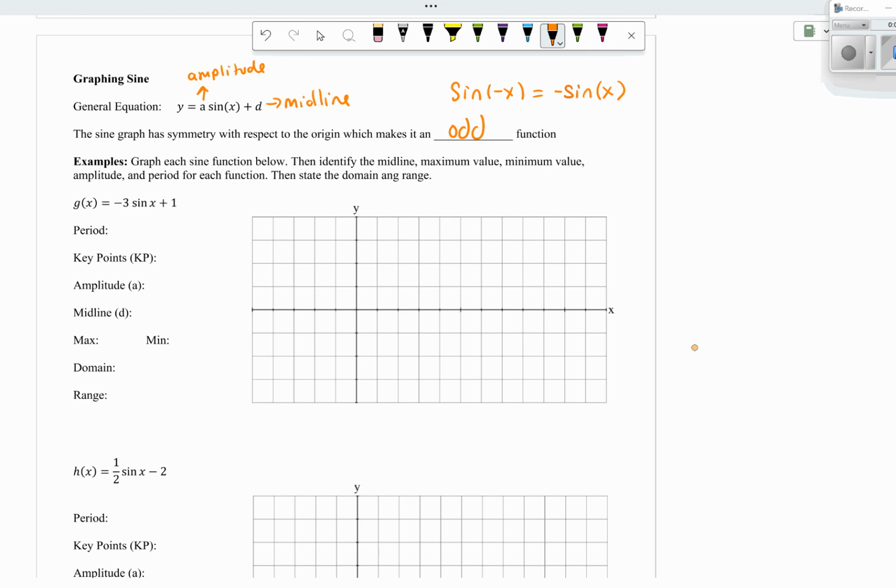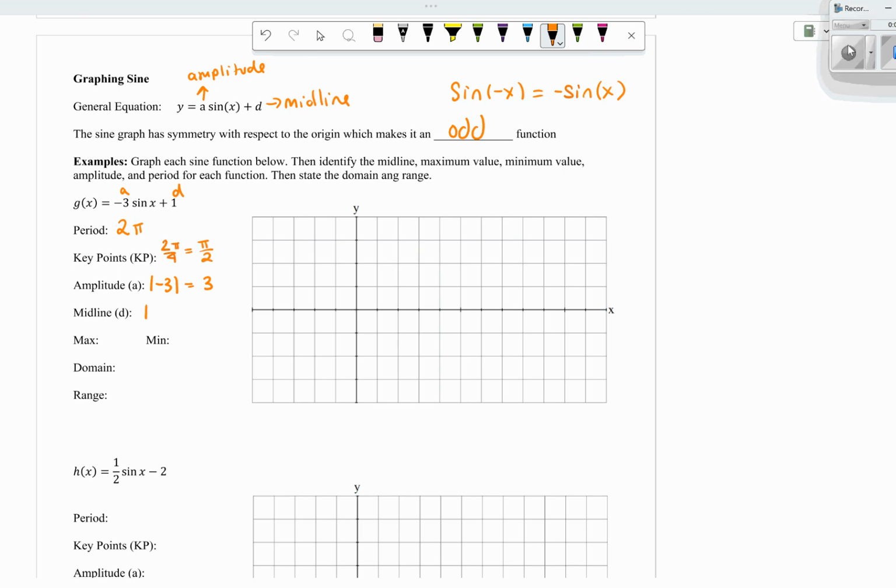We're going to graph each function, identify the key points, and state the domain, range, and all the information that we have here. Here we can see that our amplitude is always a distance, so we take the absolute value of our A, which is -3. So the amplitude is equal to 3. Then we have our midline, because that's our D value, which is right here. So the midline is equal to 1. The period we're not changing for these, so the period is 2 pi. Our key points are then the period divided into 4 equal parts, 4 pi over 2.